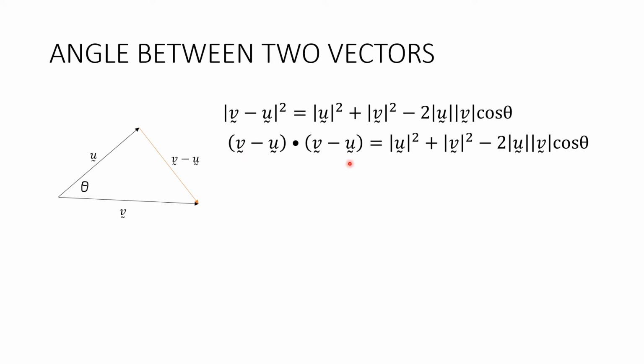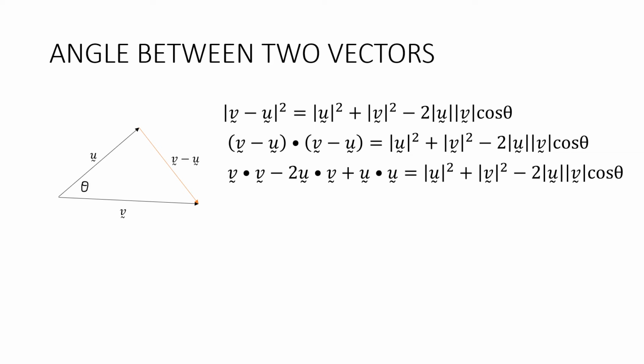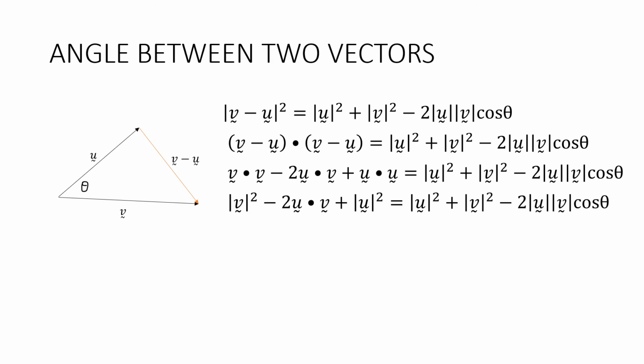And we can expand this out just using FOIL. This is v dot v, take away u dot v, take away u dot v, plus u dot u. I have joined those middle terms together. Now v dot v is the same as the magnitude of v all squared, and u dot u is the same as the magnitude of u all squared. And look, these cancel out. Can you see that? So we're left with negative 2 u dot v is equal to negative 2 times the magnitude of u times the magnitude of v cos theta.